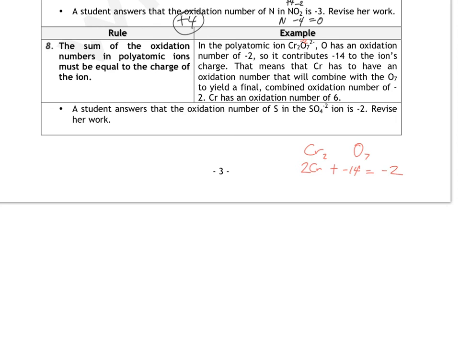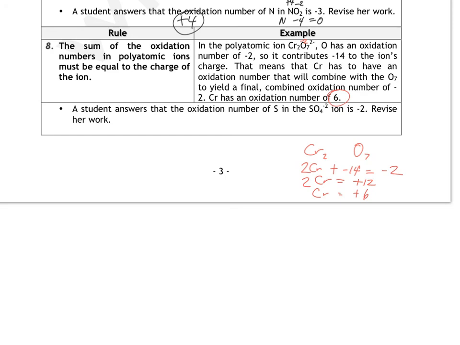So 2Cr minus 14 is negative 2. Let me do some algebra on this. I can condense this to say 2Cr is equal to positive 12. I added 14 to both sides. And then Cr itself would have to be equal to positive 6. So that's how I get the positive 6 as my answer.